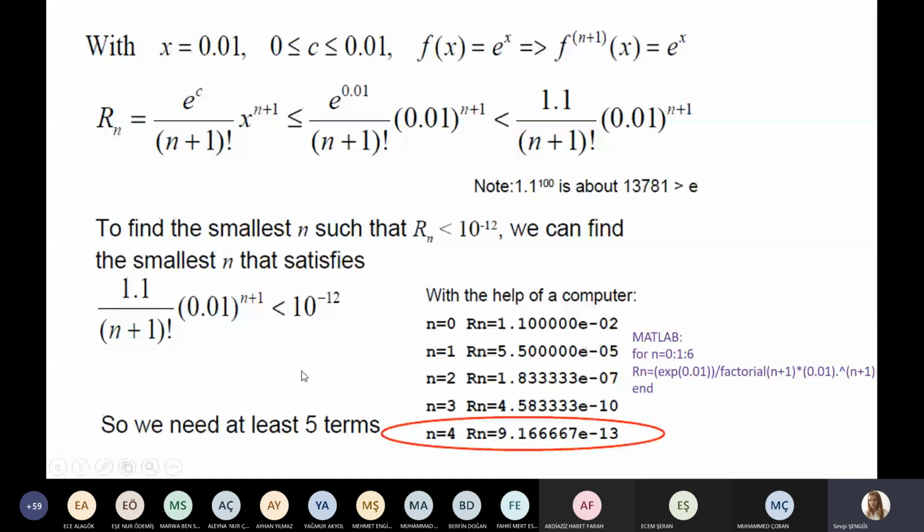But for this one, it's not so bad because you expanded the exponential around 0, and the value that you want to take for x is close to 0. That's why you can reach it easily. After 5 steps, after 5 terms, you will see that your error is less than 10 to the minus 12.